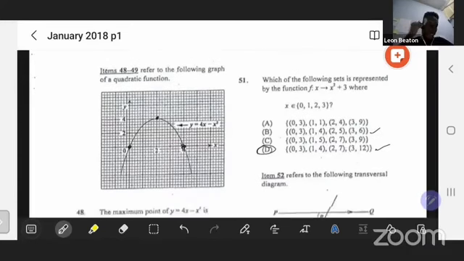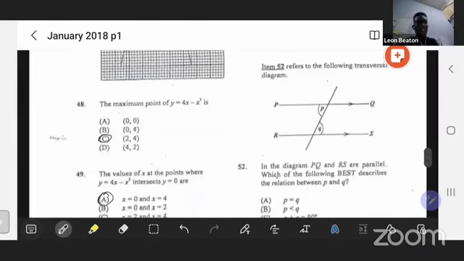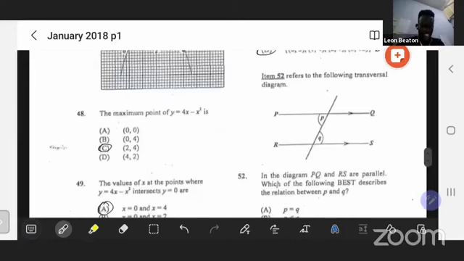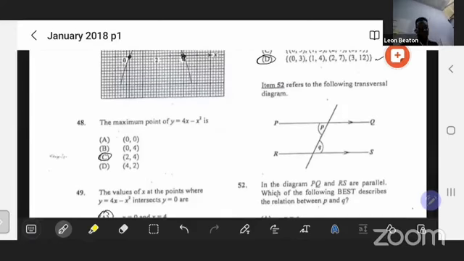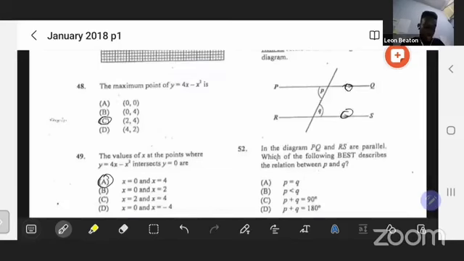So we're winding down. Item 52 refers to the following transversal diagram. All right, so we've got a diagram here, and it's showing two parallel lines and a line that cuts them. So in the diagram, PQ and RS are parallel. Well, that could have been seen with these two indications here.